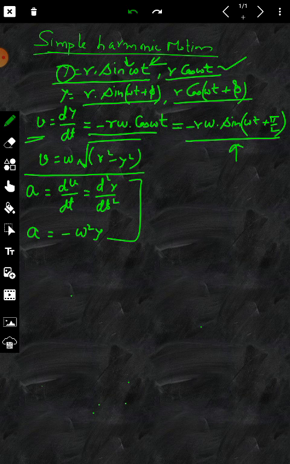Then we have found the acceleration, which is the derivative of velocity with respect to time, or the double derivative of displacement with time. So on calculation, we come to this formula of acceleration. From here, it appears that acceleration is directly proportional to the displacement and is directed opposite to the direction in which displacement is acting.